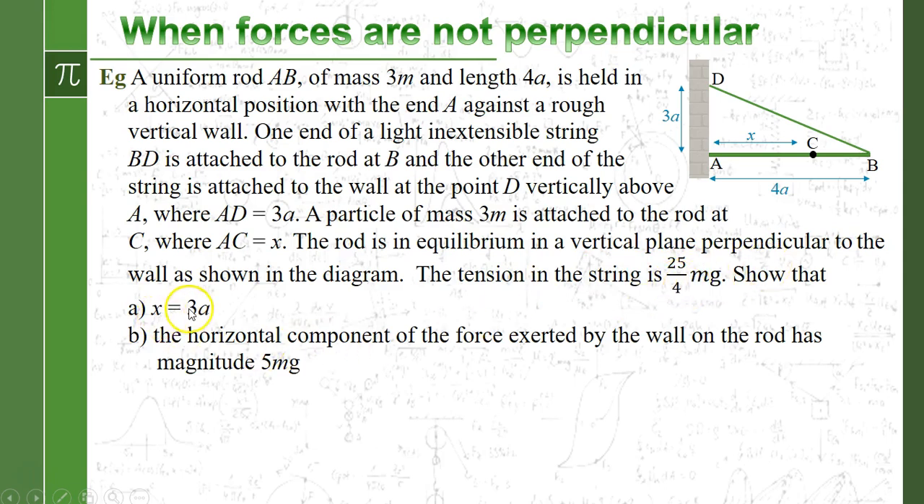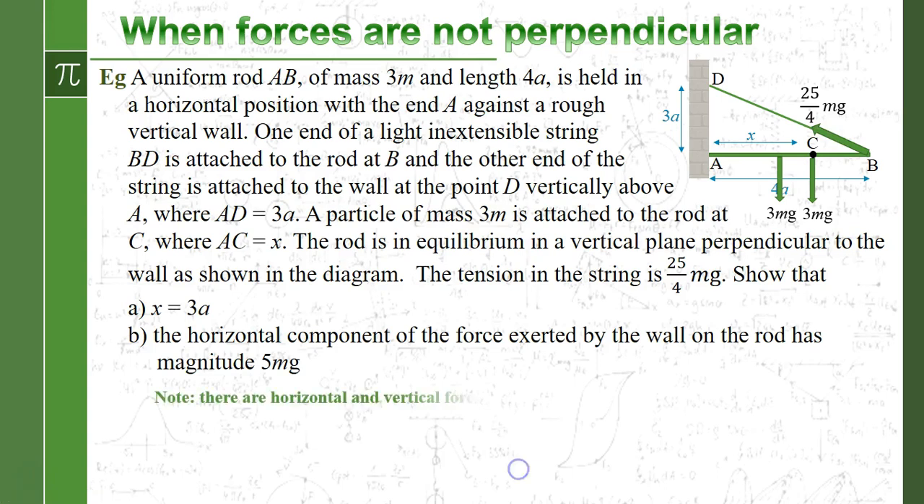So we've got to show two results. First, we've got to show that x is 3a, the distance to our point C here, where we've got a particle of mass 3m being attached. We've got to show that that distance there is 3a. And we've also got to show that the horizontal component of the force exerted by the wall on the rod has magnitude 5 mg. Right, so let's start off and stick some forces on. So there's our 3m mass, and so that's got a weight of 3 mg. We've also got the mass of our uniform rod, which acts through the centre of the rod, so we've got another 3 mg there. And then we've got tension in the string, 25 over 4 mg.